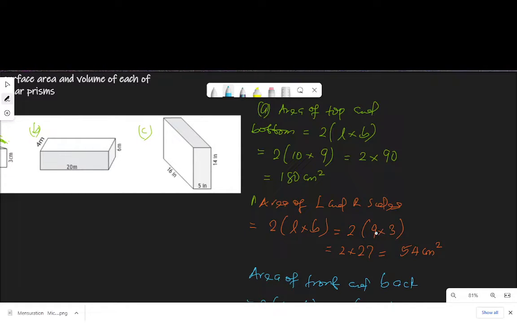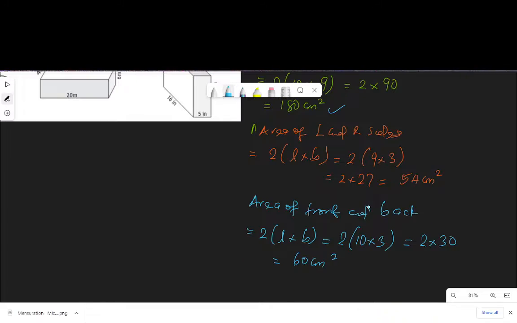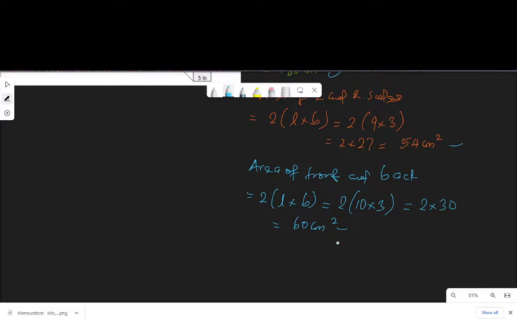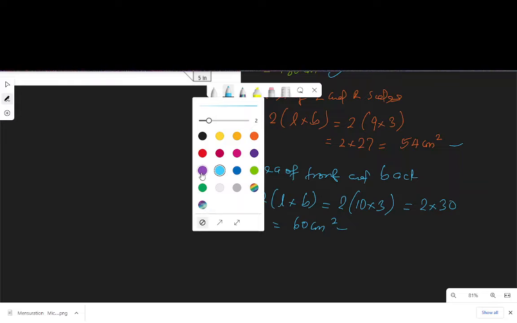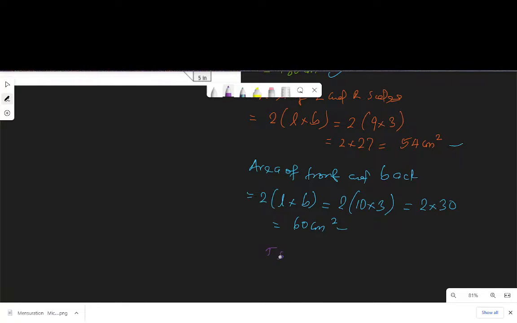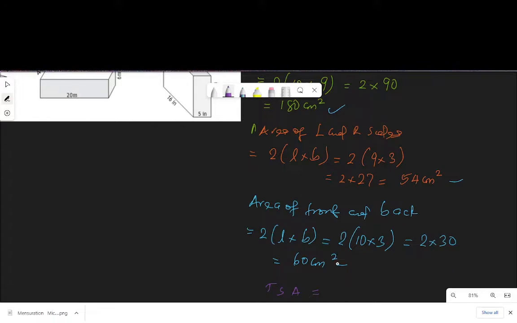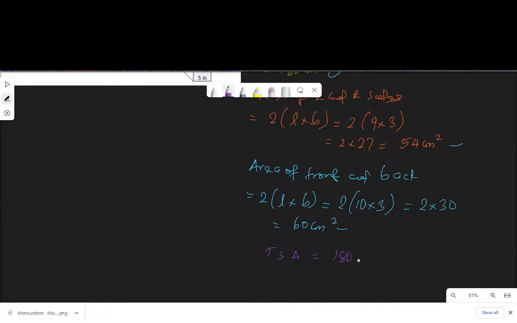total surface area of this cuboid would be on the first side, which is this, 180 centimeters square plus 54 centimeters square plus 60 centimeters square. We use a different color there. Total surface area, let me call it TSA, equal to 180 plus 54 plus 60, all in centimeter square.